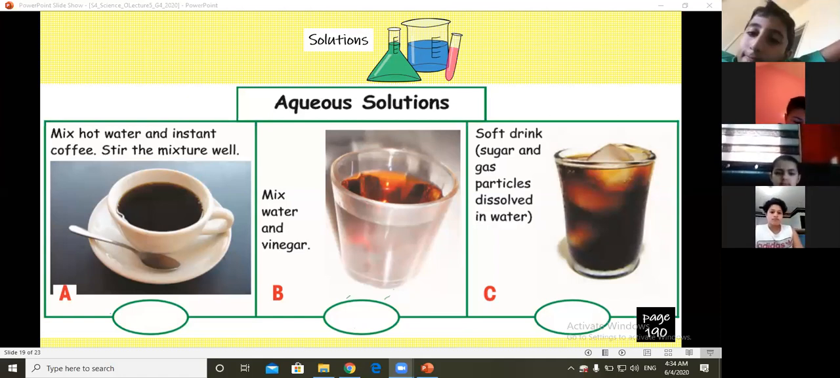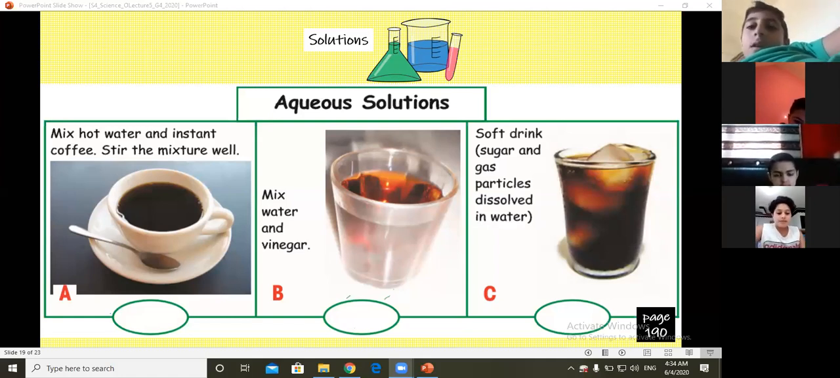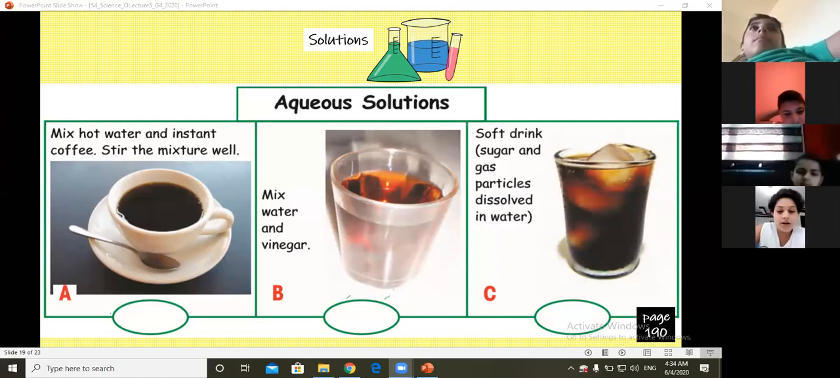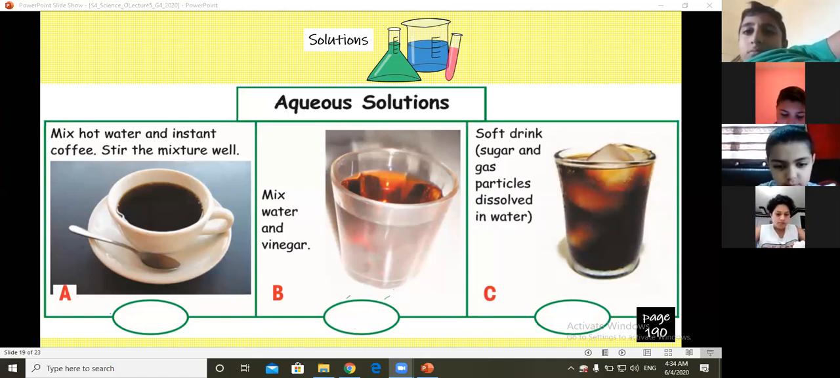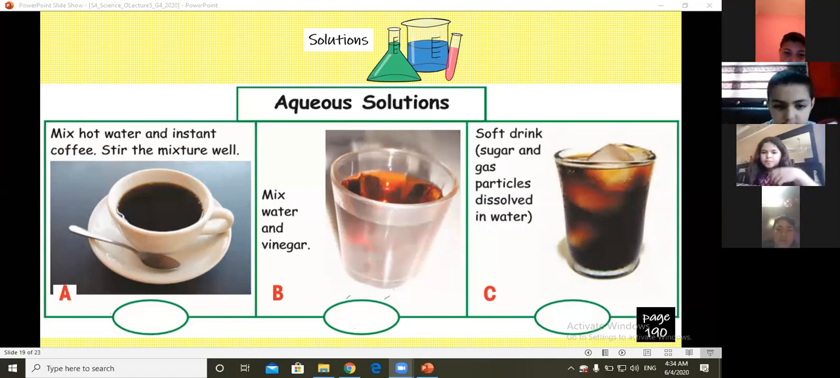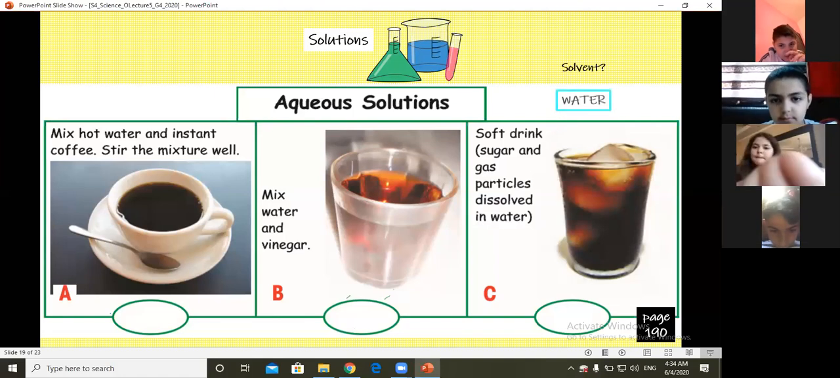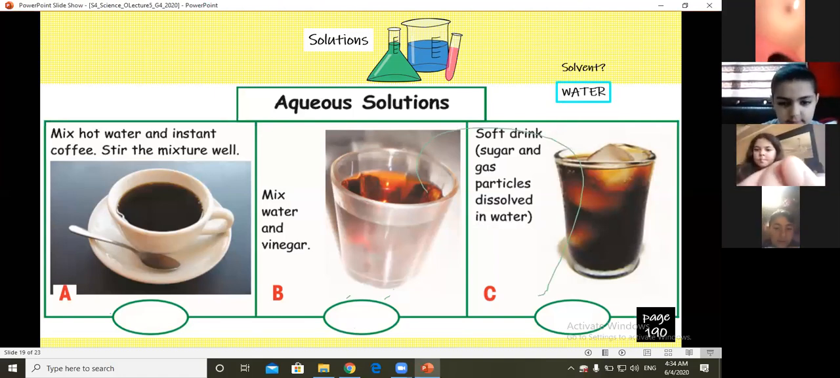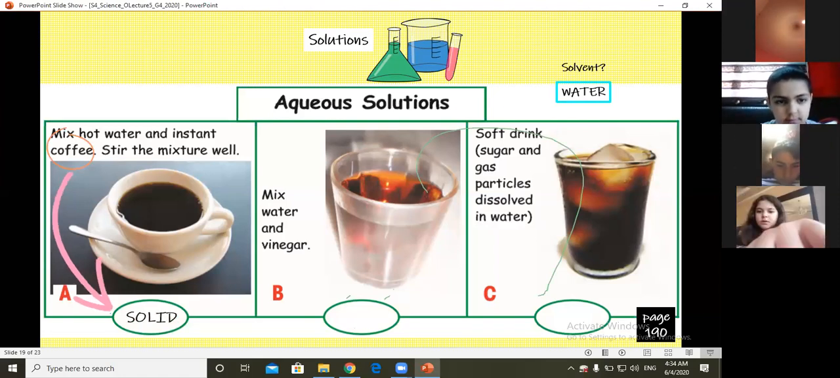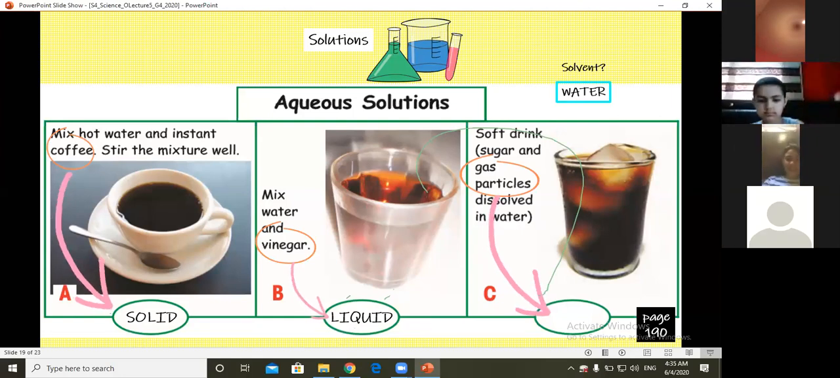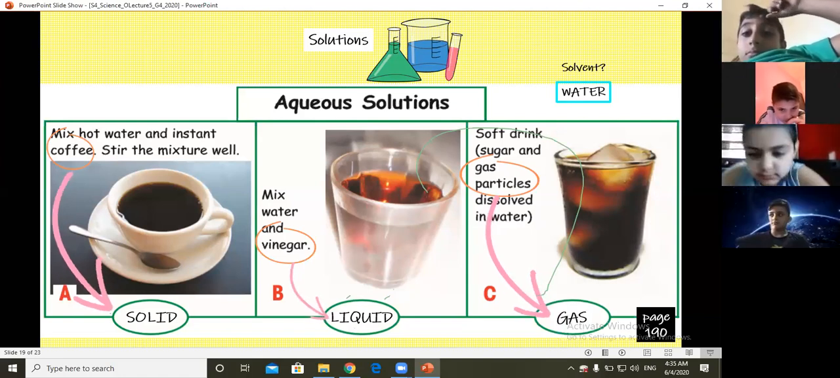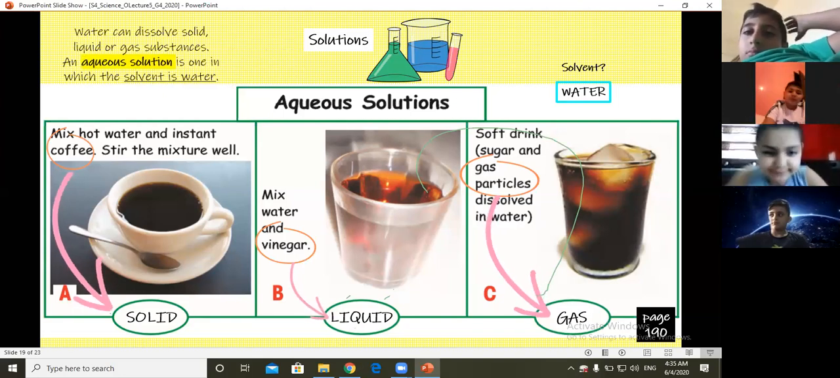A solution is considered aqueous when the solvent is water. Okay, we don't talk about the solute. The first one, the solute was coffee, and the second one, the solute was vinegar. We say that a solution is aqueous when the solvent is water. Okay? An aqueous solution is one in which the solvent is water.